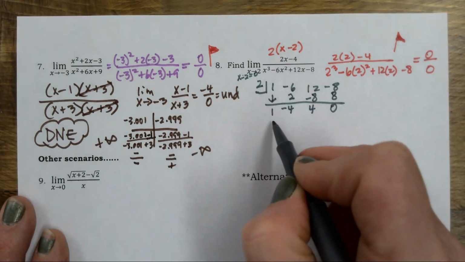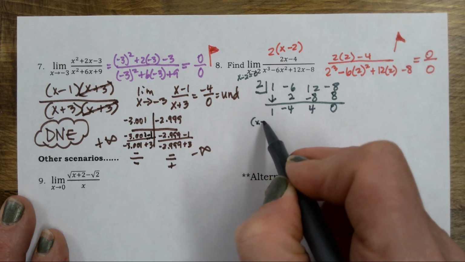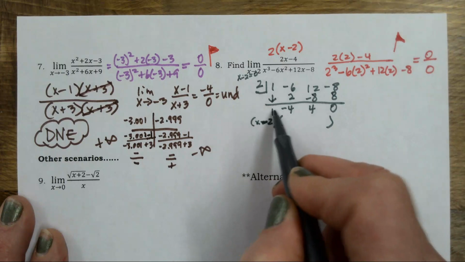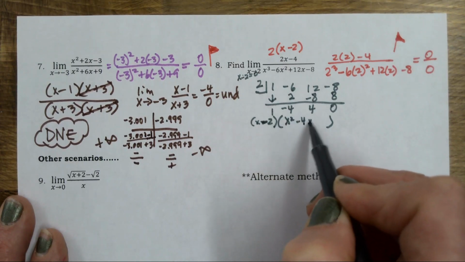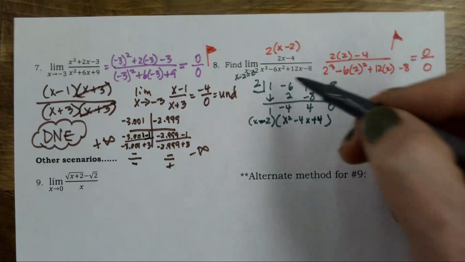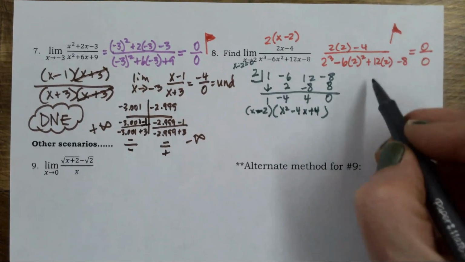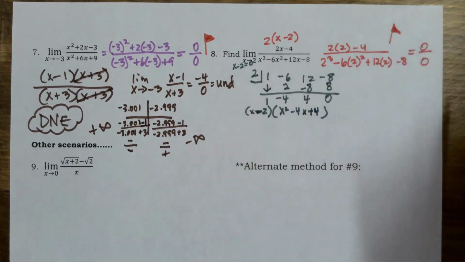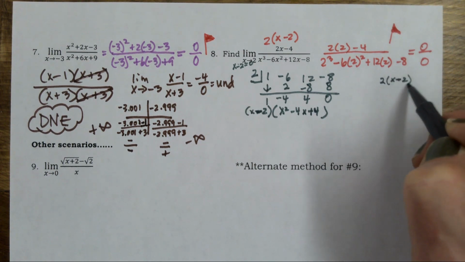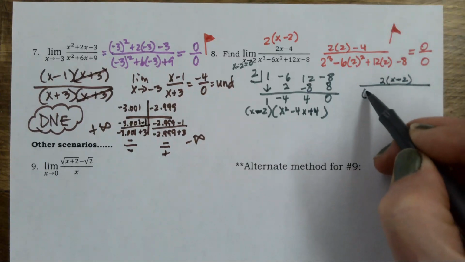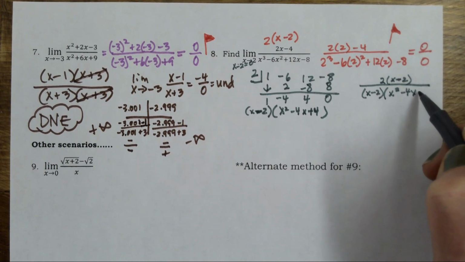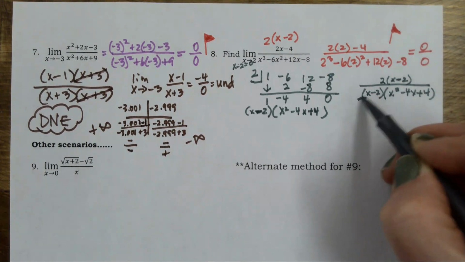So I have the x minus 2 that I took out times x squared minus 4x plus 4. So this was my work off to the side. Now I'm going to put it back into this original function. It was on top 2 times x minus 2, and on the bottom x minus 2 times x squared minus 4x plus 4, and I can get rid of the problem.